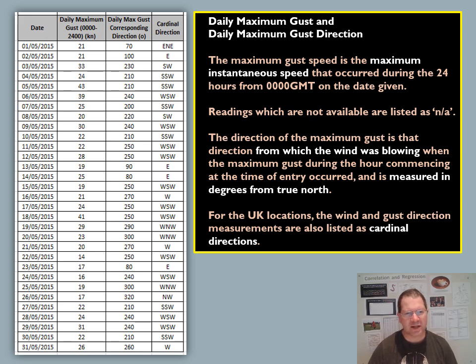Again, we need to know how to convert that into miles per hour. And then again, we've got two columns relating to direction. The first one, again, the nearest 10 degrees, showing the direction for that particular instantaneous maximum gust, and its cardinal direction.